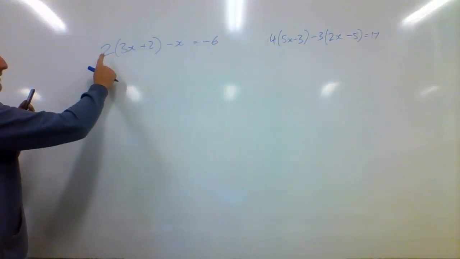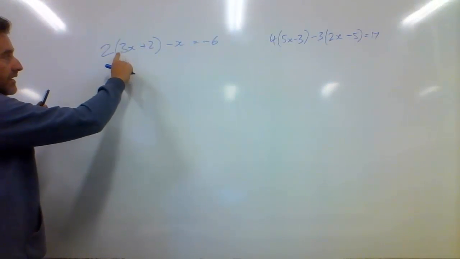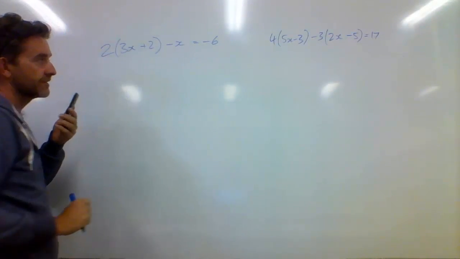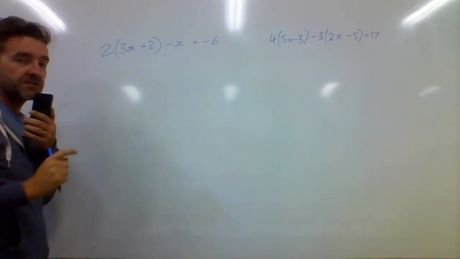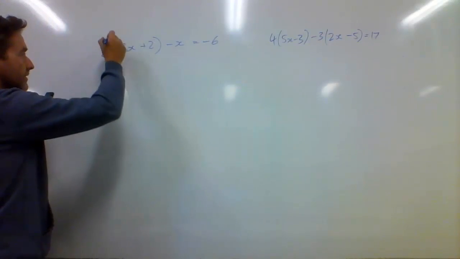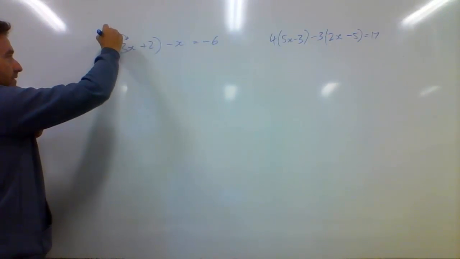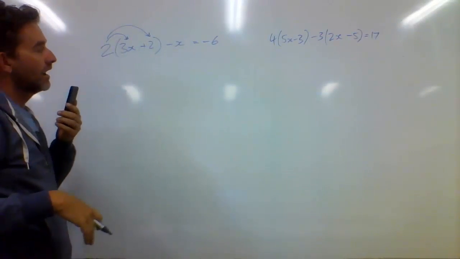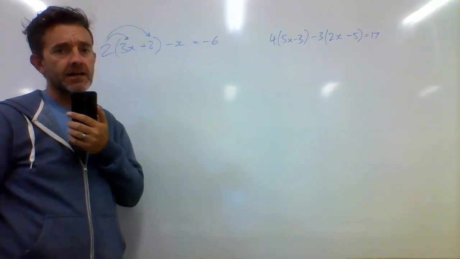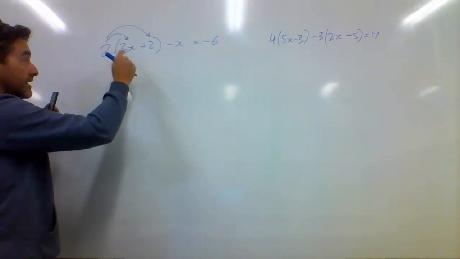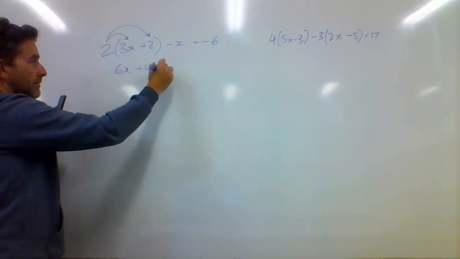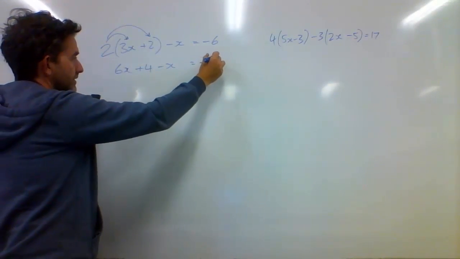The first question is 2 multiplied by (3x + 2), subtract x equals negative 6. So the first thing I need to do is expand the brackets by multiplying what's outside the bracket by what's inside the bracket. So 2 is going to be multiplied by 3x and 2 is going to be multiplied by 2. I always draw the arrows in to help me keep track of what I'm doing. Okay, so 2 multiplied by 3x is 6x, 2 times 2 is 4, minus x equals negative 6.